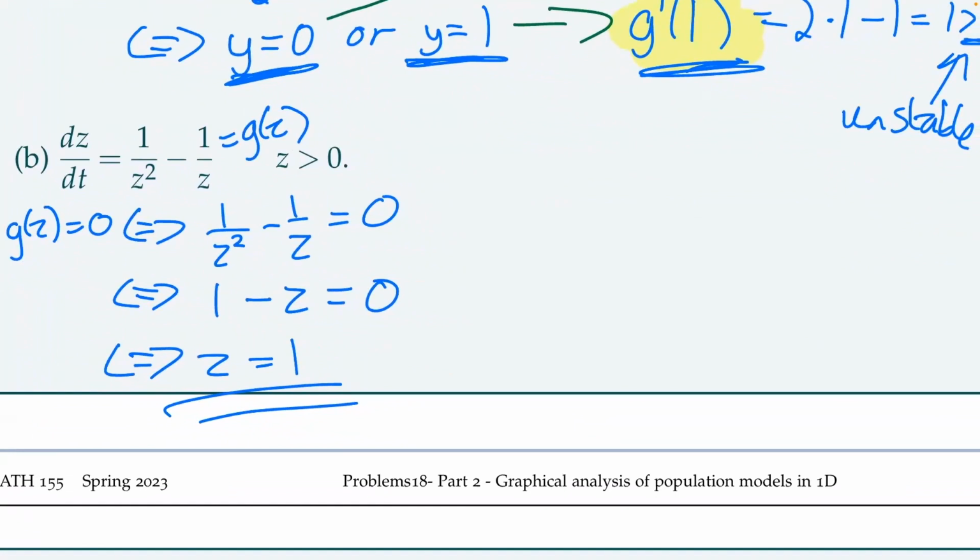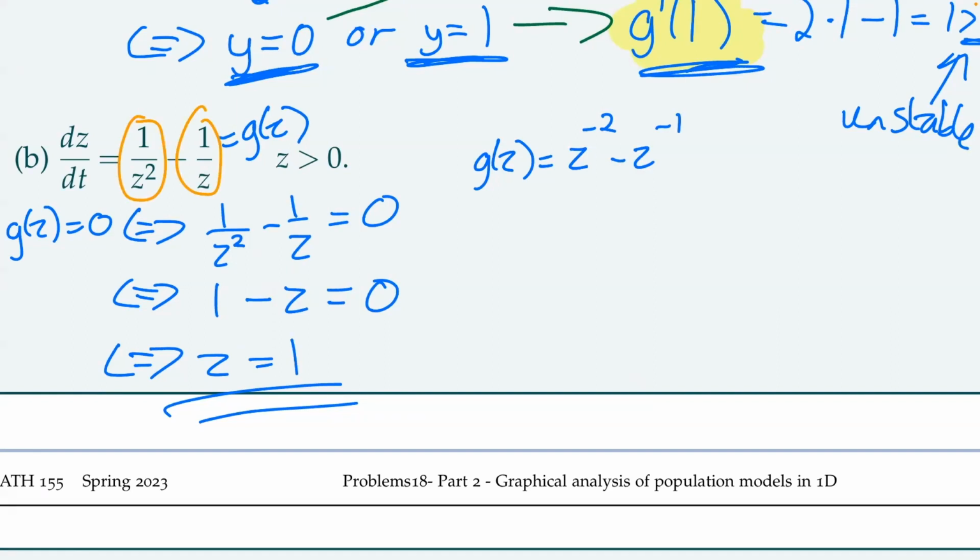So what do I do now? I need to do my g prime of z. Before I do that, just to make sure it's clear, I'm going to rewrite my g of z as z to the minus 2 minus z to the minus 1. Okay? That's just rewriting this with negative powers.